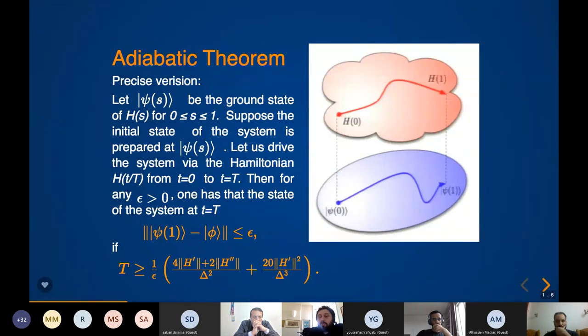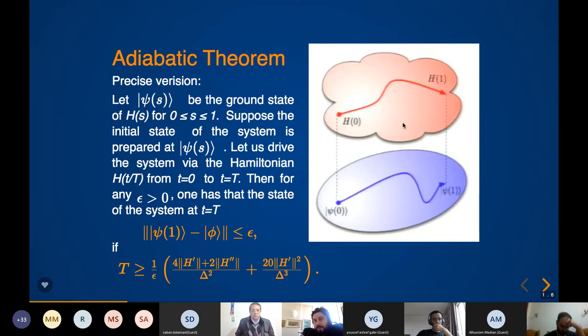Then basically the solution of the time-dependent Schrödinger equation at time t equal big T, so in the variable small t divided by big T it's 1, this psi 1, will be epsilon close in norm 2, so in the usual Euclidean norm, in the Hilbert space norm, it will be very close to the phi, which is the eigenstate of the Hamiltonian H1. So this is the adiabatic theorem.